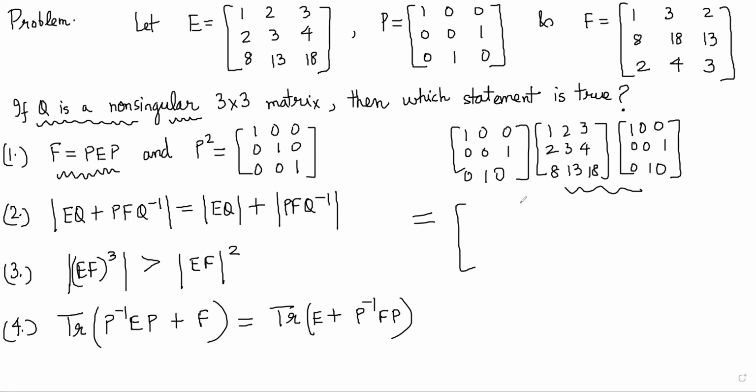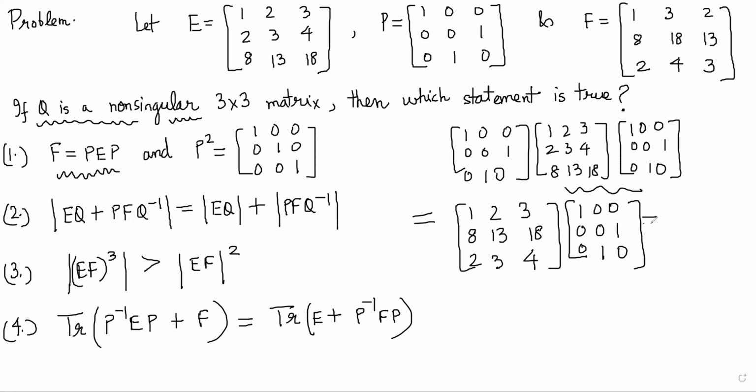So this will become 1 first, then 2, and then 3, and here it will be 8, then 13, then 18, and finally you'll get 2 and 3 and 4. And then we multiply this with 1 0 0 0 0 1 0 1 0, right? That will be my PEP.